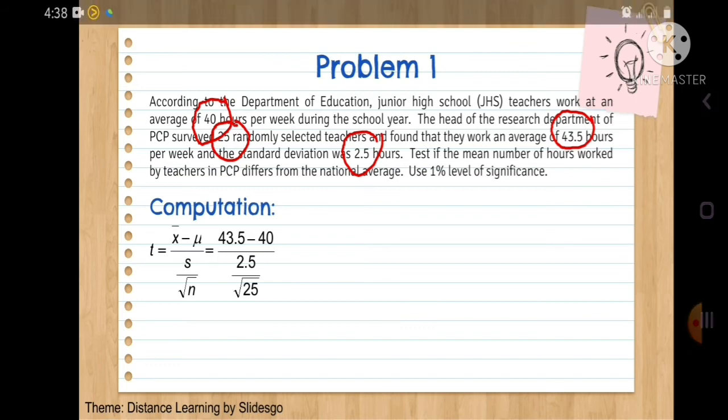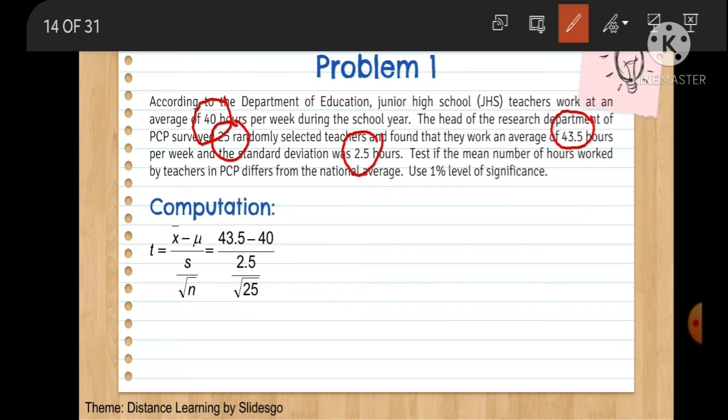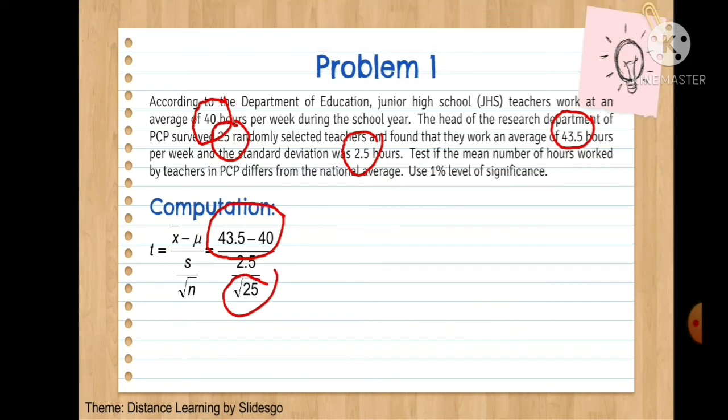Now the first step is to subtract 43.5 and 40, and then we will get the square root of 25. So 43.5 minus 40 is 3.5. Then the square root of 25 is 5. Then after that, we are going to divide 2.5 by 5. So we now have 3.5 divided by 0.5. Then 3.5 divided by 0.5 is equal to 7. This is now our computed value.